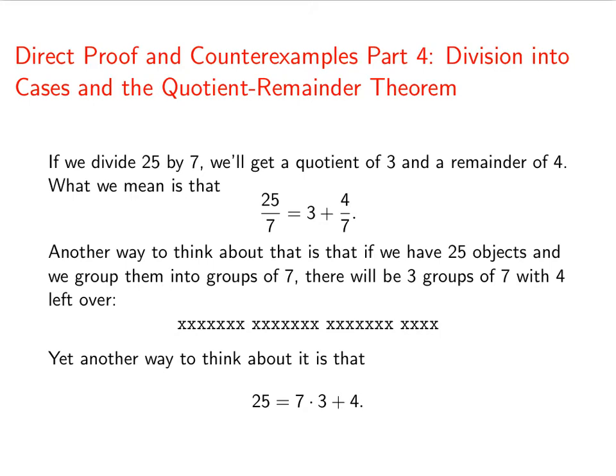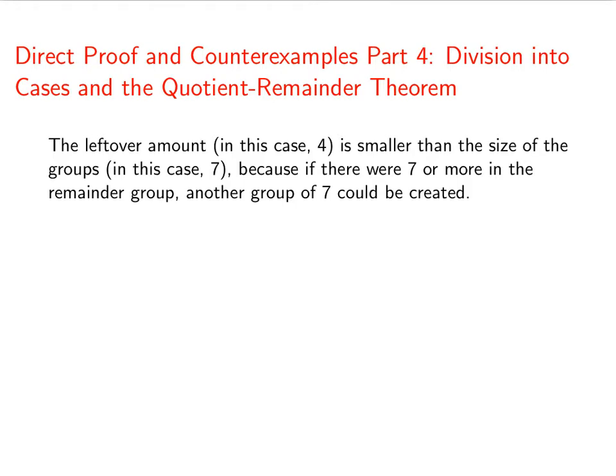Finally, another way of thinking about it is that 25 can be written as 7 times 3 plus 4. So here we can say that we're thinking about 3 as being a quotient and 4 as a remainder. Now it's important that the leftover amount, in this case 4, is smaller than the size of the groups, in this case 7, because if there were 7 or more in the remainder group, we could actually create another group of 7.